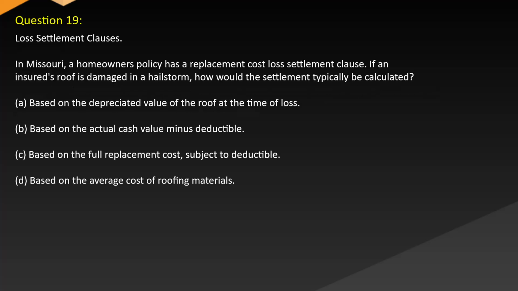Question 19. Loss settlement clauses. In Missouri, a homeowner's policy has a replacement cost loss settlement clause. If an insured's roof is damaged in a hailstorm, how would the settlement typically be calculated? A. Based on the depreciated value of the roof at the time of loss. B. Based on the actual cash value minus deductible. C. Based on the full replacement cost, subject to deductible. D. Based on the average cost of roofing materials.